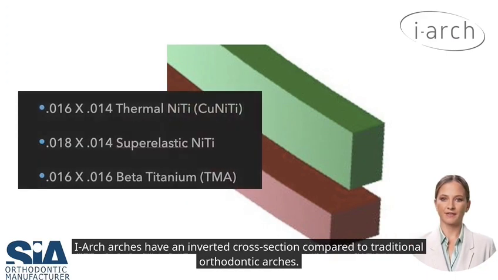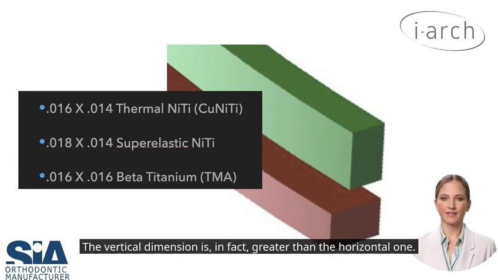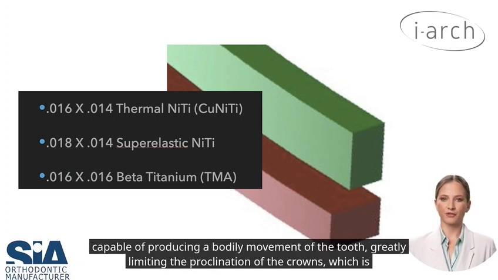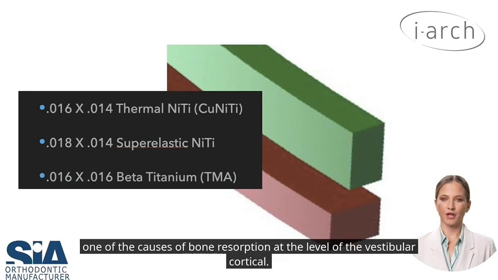iArch arches have an inverted cross-section compared to traditional orthodontic arches. The vertical dimension is, in fact, greater than the horizontal one. This allows for greater intrusion and extrusion forces than the torque one, thus generating biomechanics capable of producing a bodily movement of the tooth, greatly limiting the proclination of the crowns, which is one of the causes of bone resorption at the level of the vestibular cortical.